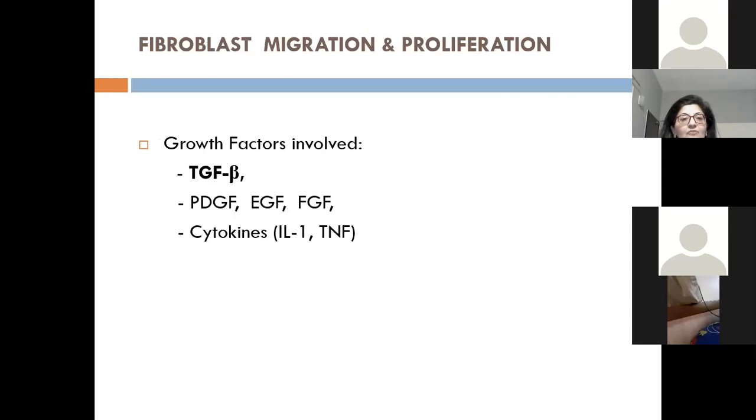The growth factors involved in fibroblastic migration and proliferation, the most important one is transforming growth factor beta. We said this is the most potent fibrogenic agent. Apart from that, you have platelet-derived growth factor, even epidermal growth factor, and fibroblast growth factor, and cytokines, interleukin-1 and tumor necrosis factor are all involved in the fibroblastic migration and proliferation. But the chief or the most potent fibrogenic agent is transforming growth factor beta.